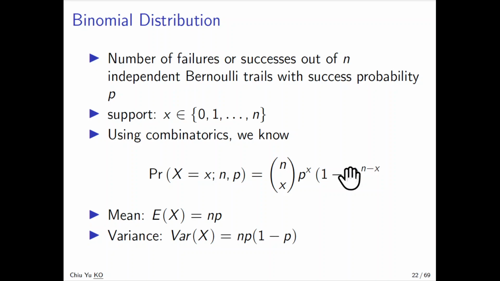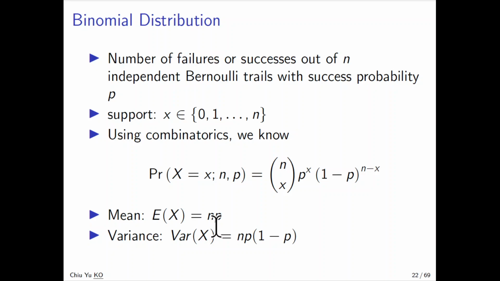But there are different ways that we can arrange the x successes. It can be the first x that are successes, or the last x, or the middle x, or alternating success and failure until you have x successes. So how many different ways to have x successes is n choose x. That's why we multiply by n choose x. The mean of a binomial is np, and the variance is np times 1 minus p. We'll prove that soon.